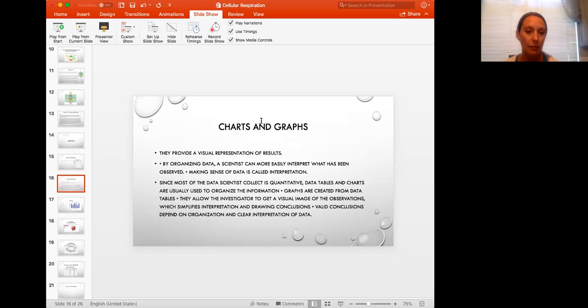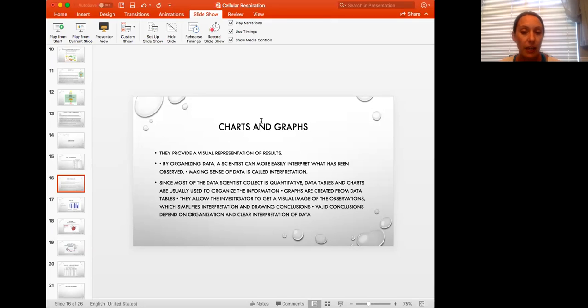Okay, so charts and graphs provide a visual representation of our results. By organizing data, a scientist, a student, a teacher, we can more easily interpret what has been observed. Making sense of data is what we call interpretation. By organizing our data, we have a more easy way to interpret what was collected and observed in that study. Since most of the data scientists collect is quantitative, meaning numbers, data tables and charts are usually used to organize the information. Graphs are also created from data tables.